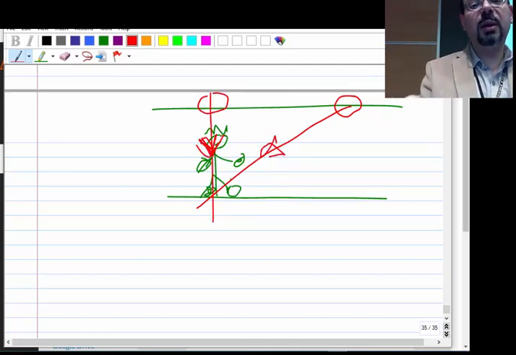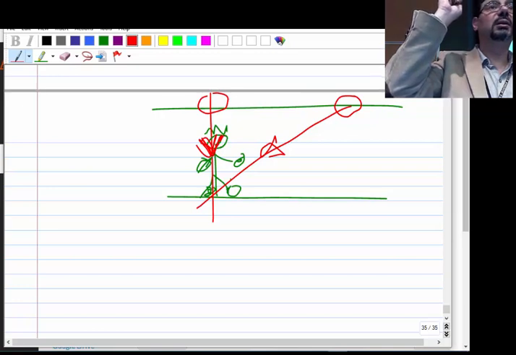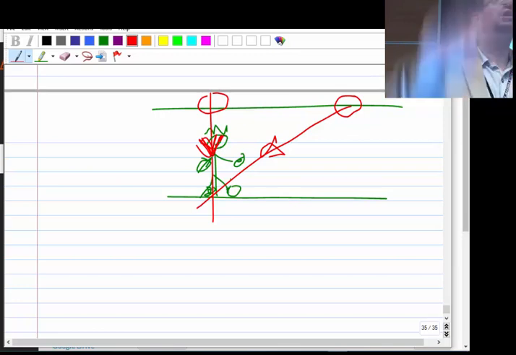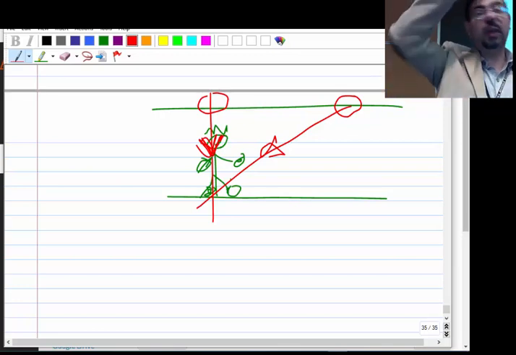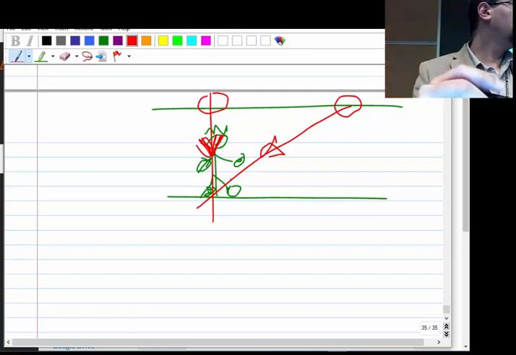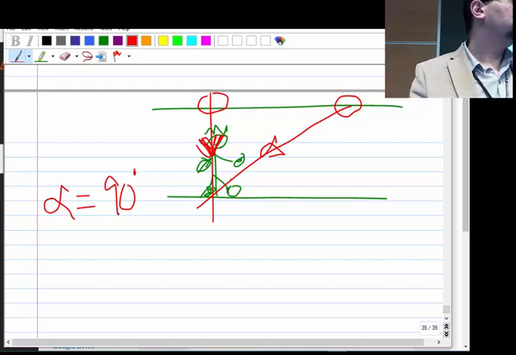If the sun is directly above you, alpha equals, how can the sun be directly above me? Alpha should be, help. If the sun is directly above my head, my shadow is under me. Alpha is 90, perfect.